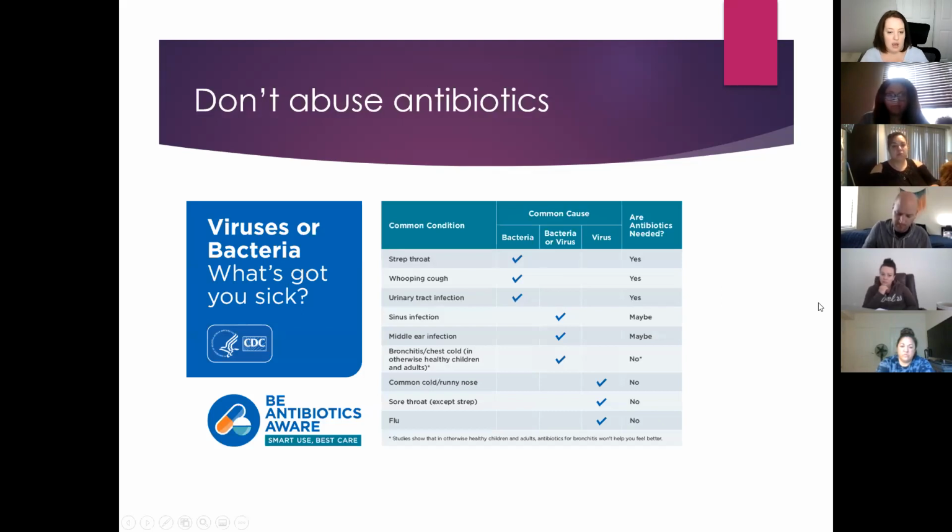So this is just a cool infographic that shows you the importance of making sure it's a bacteria before you are treated with an antibiotic. If a physician thinks it's a virus or is not sure, they're not going to treat it with an antibiotic right away.